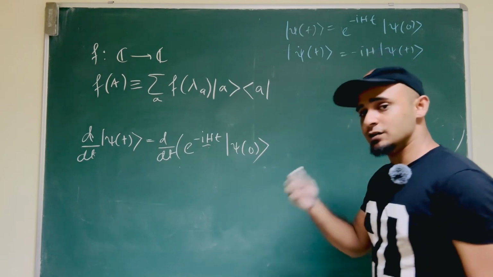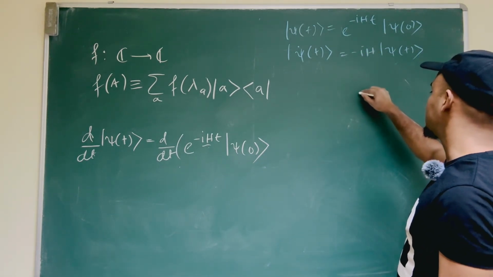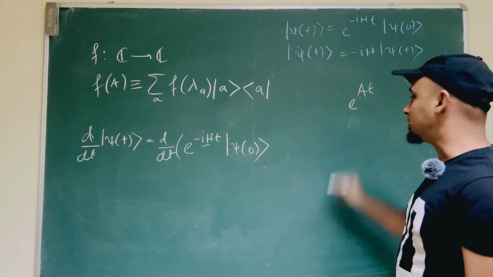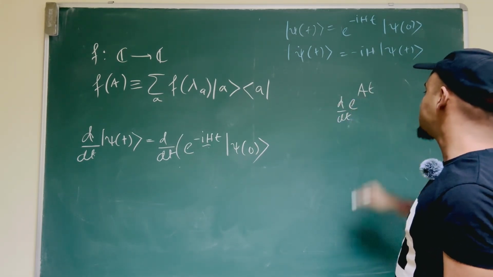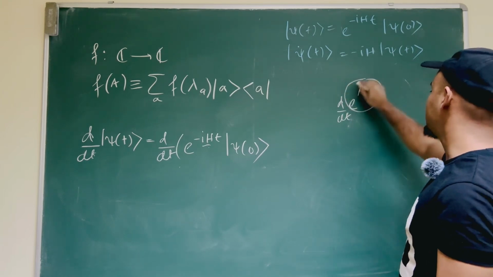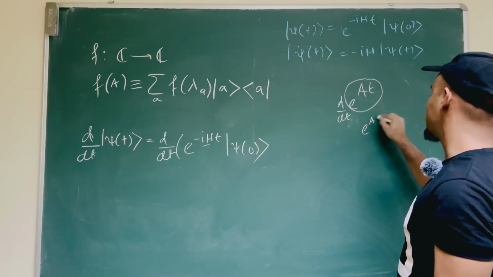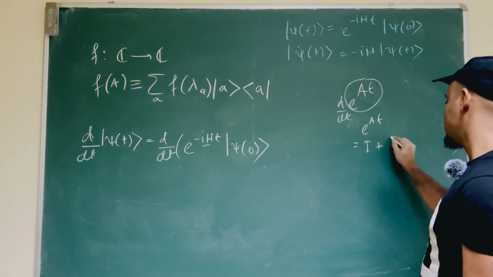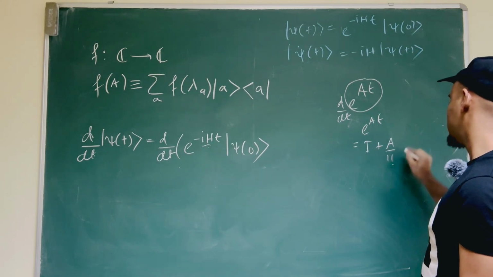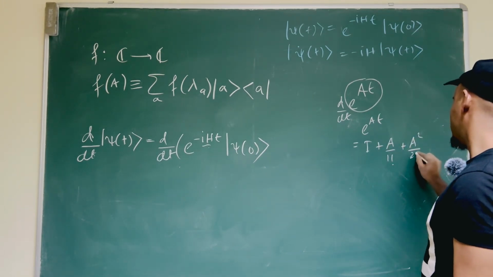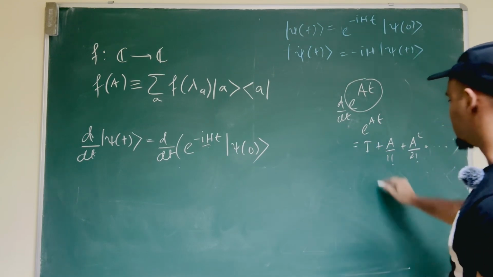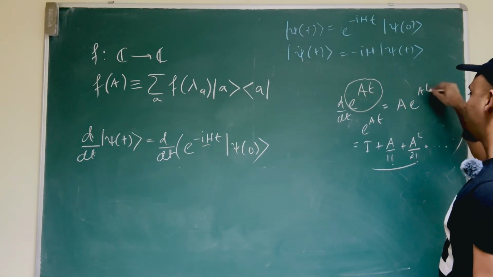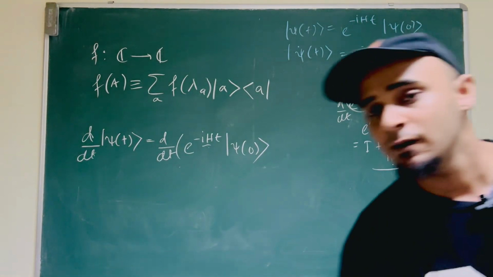I will give you the recipe to prove it. Let's just take an operator A, take an exponential of it, and then take the derivative. But for this, first of all, express e to the power At in terms of its Taylor expansion. That would be I plus At by 1 factorial plus A squared t squared by 2 factorial plus so on. Using this, you will get A e to the power At. Okay, try to prove it.